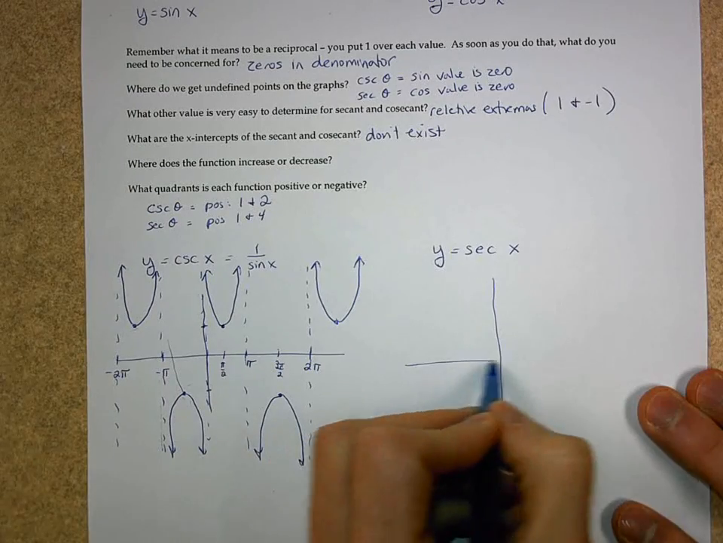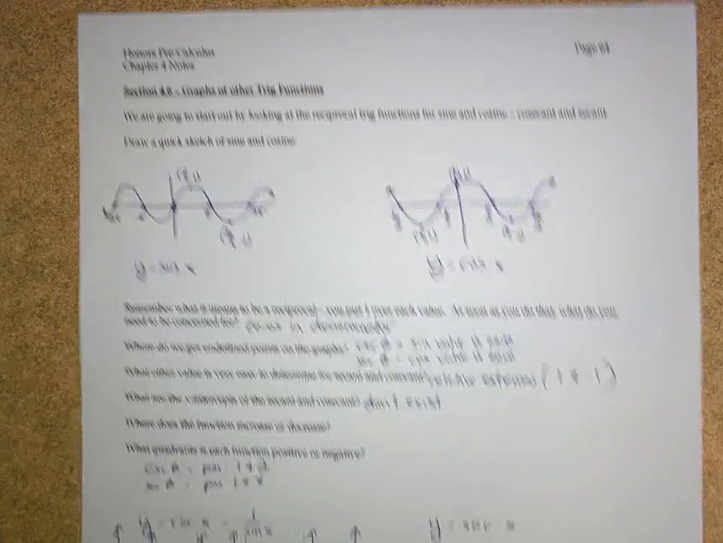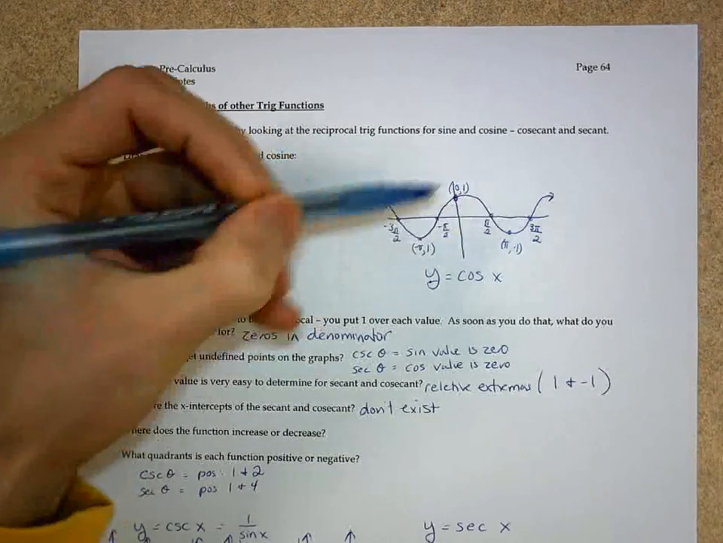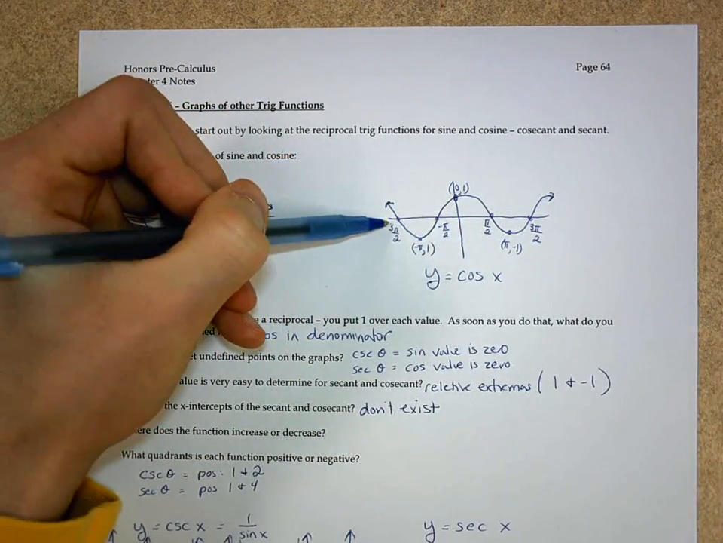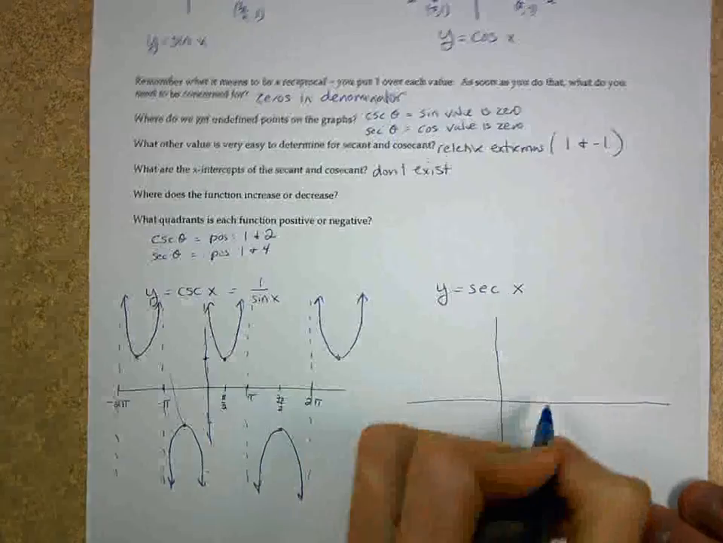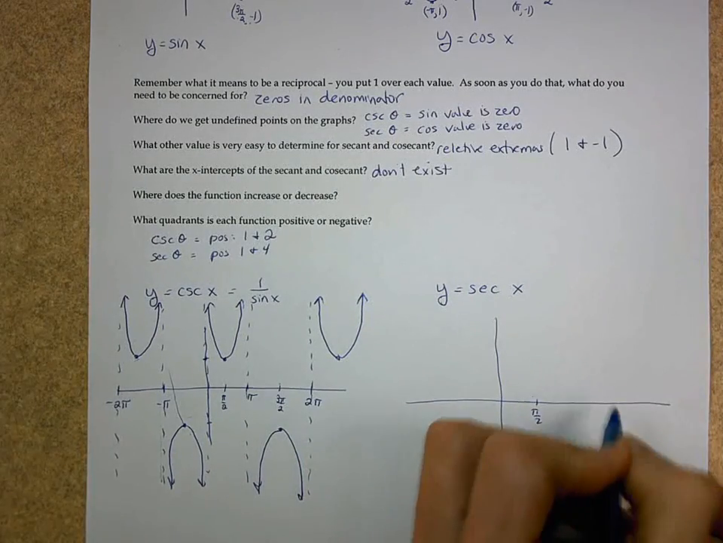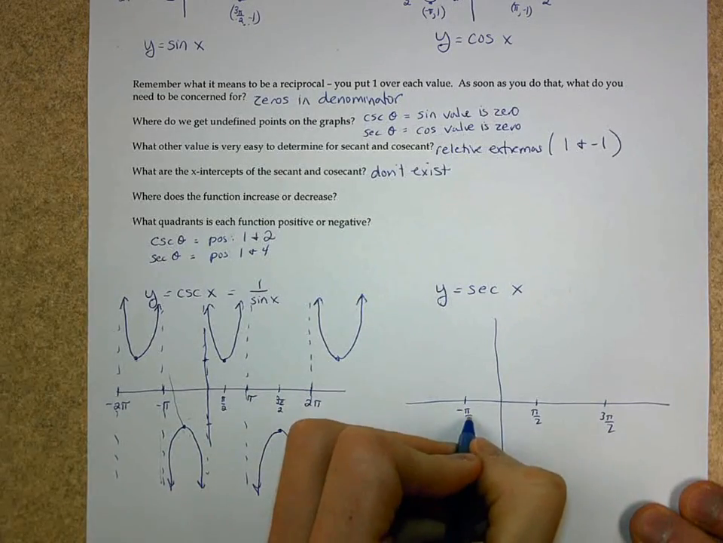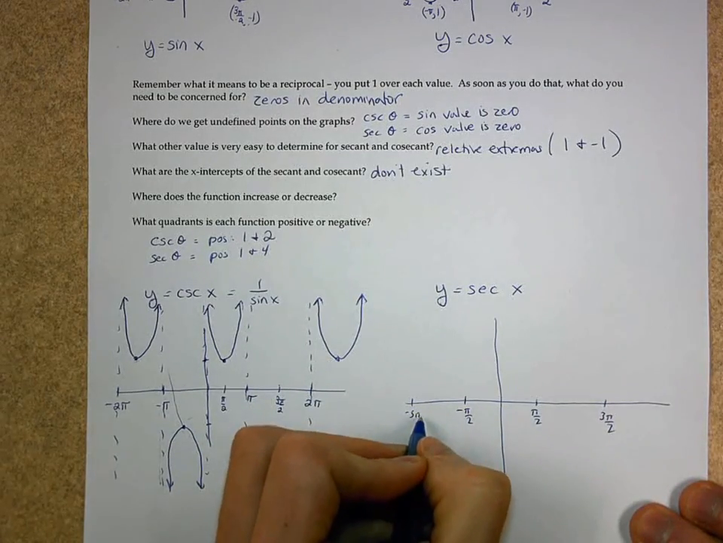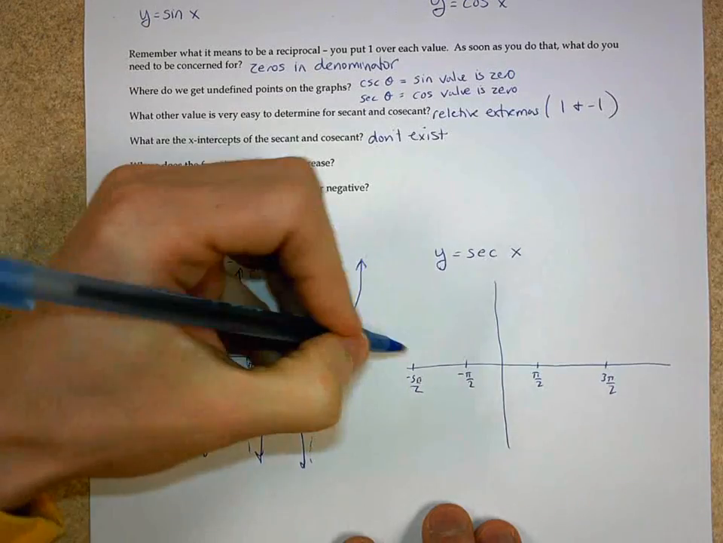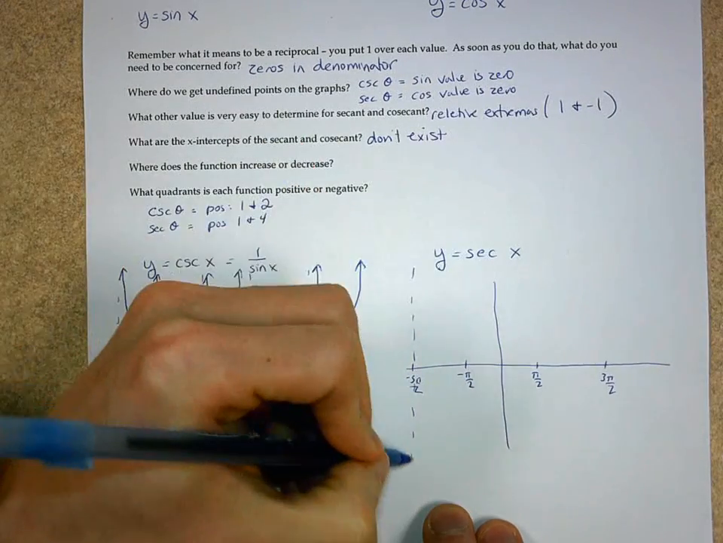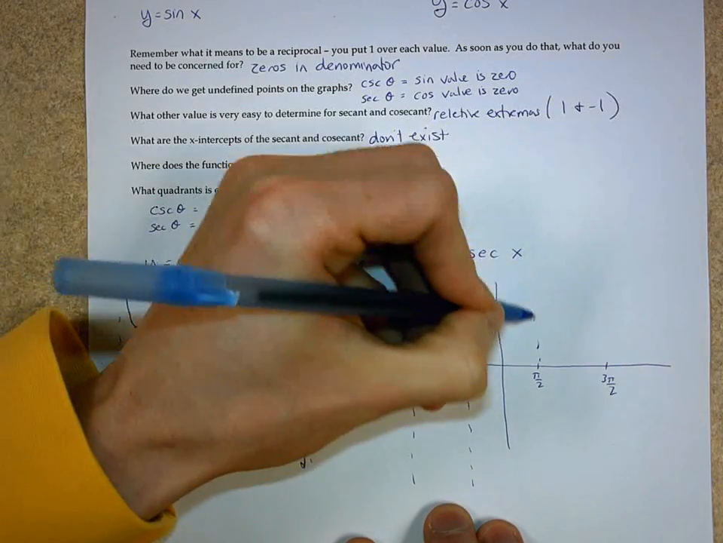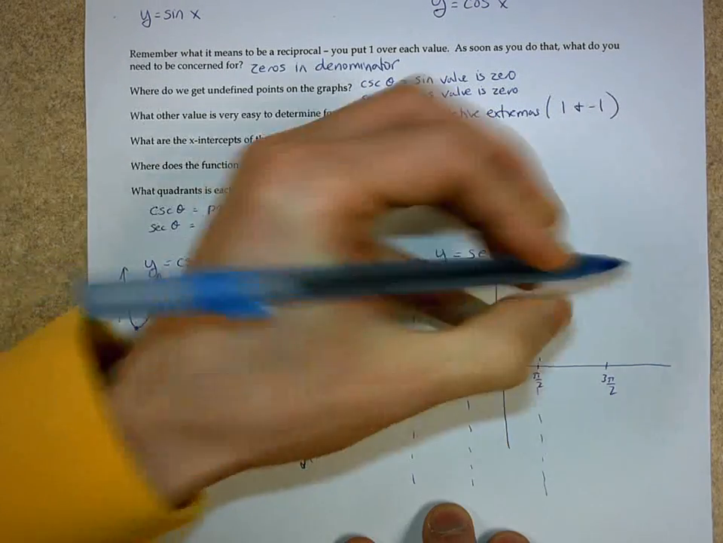I can do the exact same thought process with secant. Looking back up here, I can see I've got zeros at pi over 2, 3 pi over 2, negative pi over 2, and negative 3 pi over 2. So at pi over 2, 3 pi over 2, negative pi over 2, and negative 3 pi over 2, these all become asymptotes. Because on cosine, the reciprocal function, these were all 0 values.